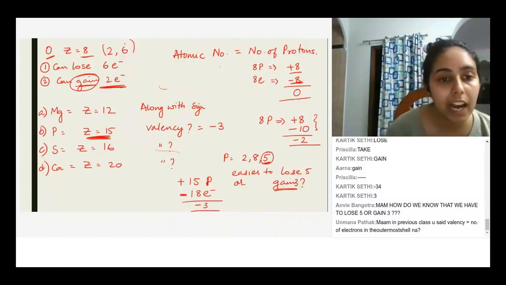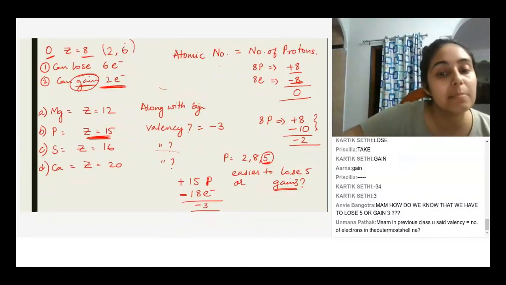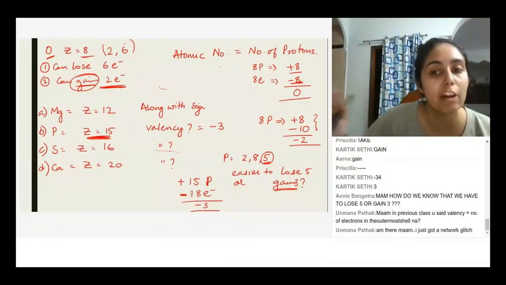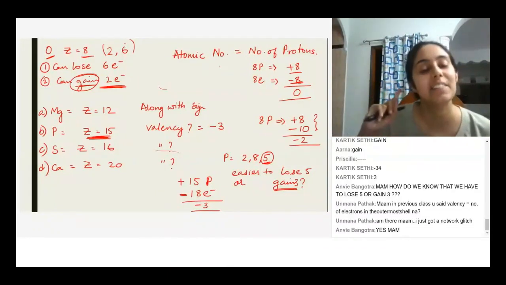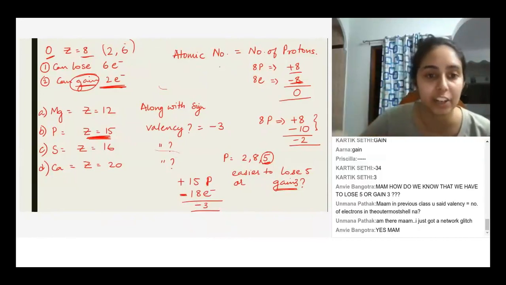Understood. Anvi, how do we know that we have to lose 5 or gain 3? Okay, Anvi, that is because of the octet rule. Octet rule states that the number of electrons in the outermost shell of any atom should be equal to 8. I said that in my last class, but that was an error. The valency is not equal to the number of electrons in the outermost shell. Number of electrons in the outermost shell is nothing but number of valence electrons. That is not the valency.